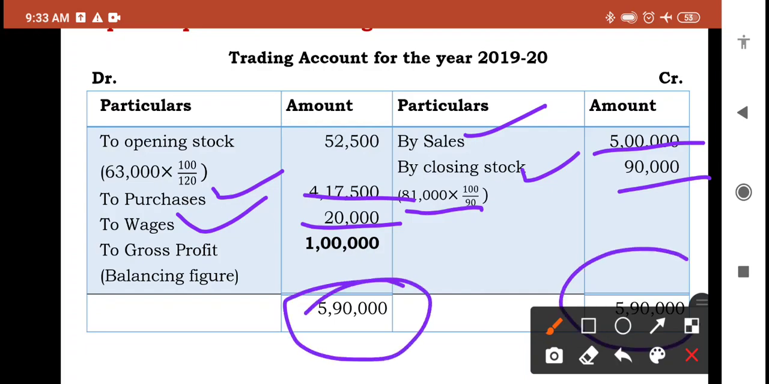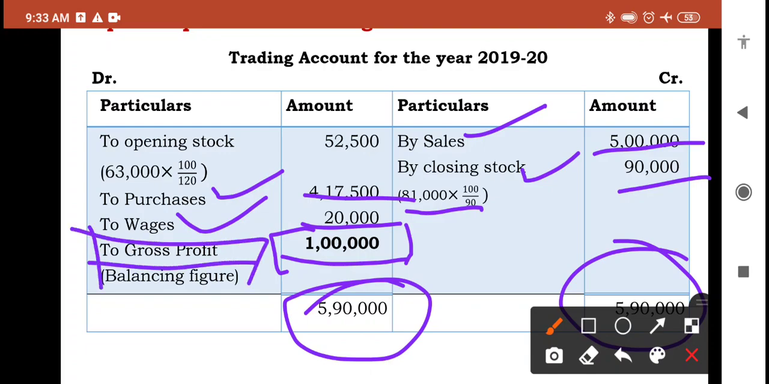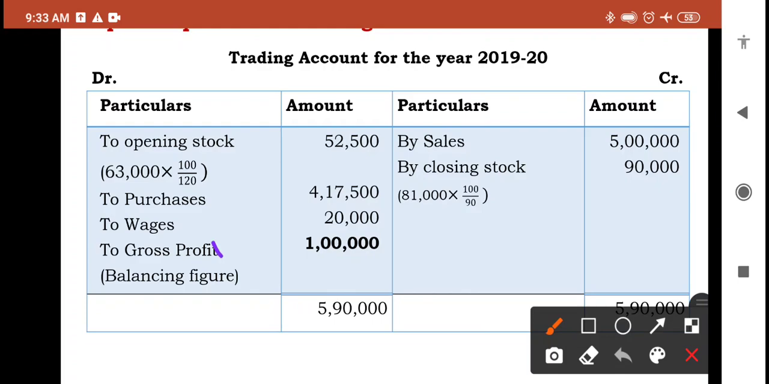So 5,90,000 is the highest amount, comes under the credit side. You have to write both the sides, right? Then you have to deduct the debits from the total, and you will get 1 lakh rupees as a balancing figure, and that balancing figure is gross profit. Hope you understand. So gross profit is 1 lakh rupees.